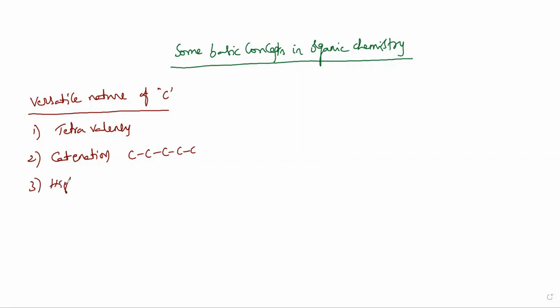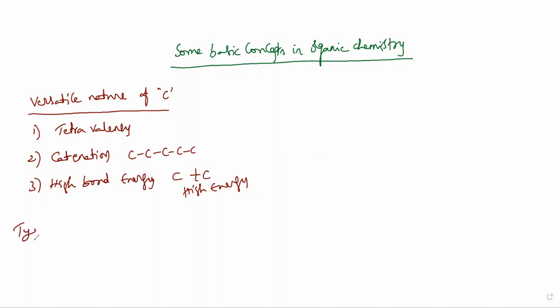Next, high bond energy means to break a bond between carbon and carbon, we need very high energy. That means the C-C bond is very stable. This is why carbon is able to form millions of organic compounds.